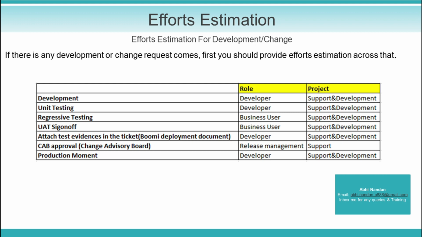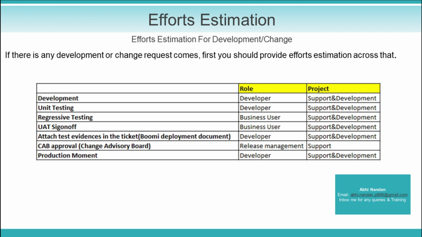Okay, once you get the UAT sign off, then as a developer you need to attach some test evidences of how you tested from the Boomi side. Many projects have a Boomi deployment document: once you create the package components and deploy into development or QA, you need to provide the package component ID as well in the Boomi deployment document.